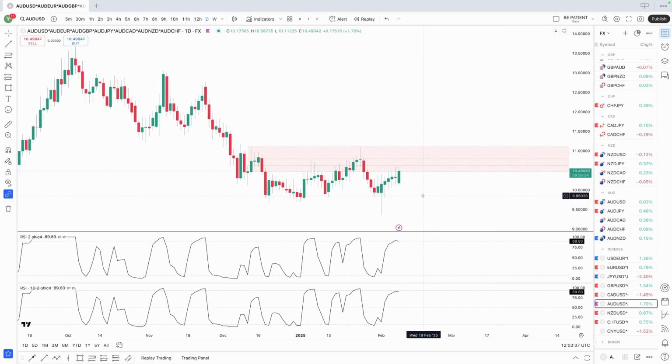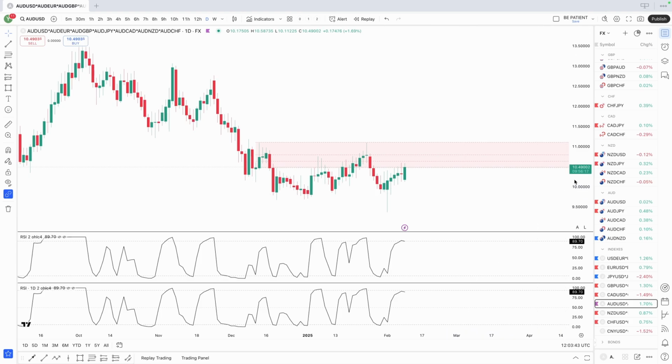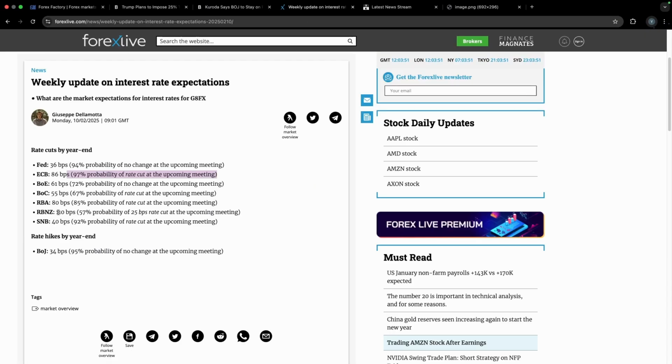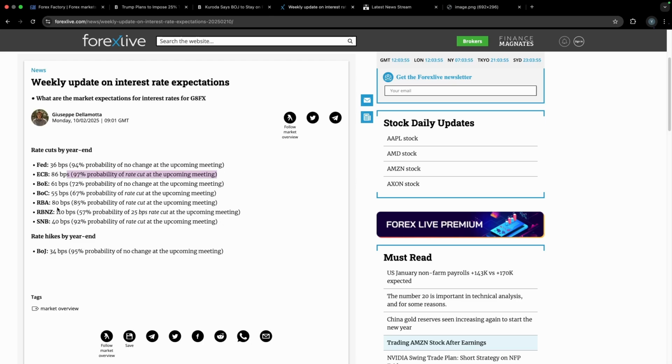Australian dollar, a bit of an auction range here. It's really just auctioning, price isn't really making any big, sudden movements. With the Australian dollar, they still haven't cut any rates, but they are beginning their rate cut cycle. So 80 points, 85% probability of a rate cut at the upcoming meeting.